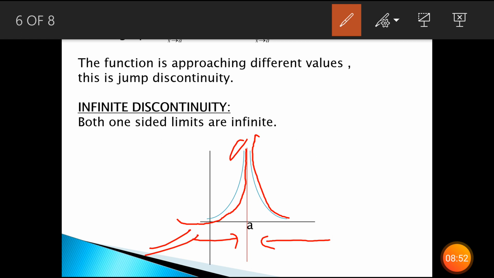Okay, so if both the left hand limit and the right hand limit are reaching towards infinity when x is tending to a, then it is the case of infinite discontinuity. So both jump and infinite discontinuity are the types of irremovable discontinuity. Such kind of discontinuity cannot be removed. A few more cases are also there, but these two types are very important. That's why I am discussing these two types with you.